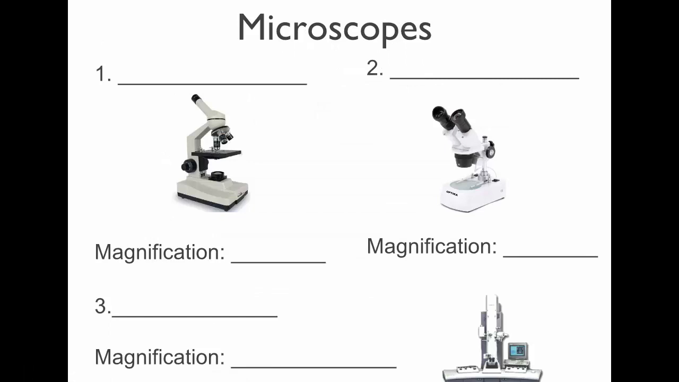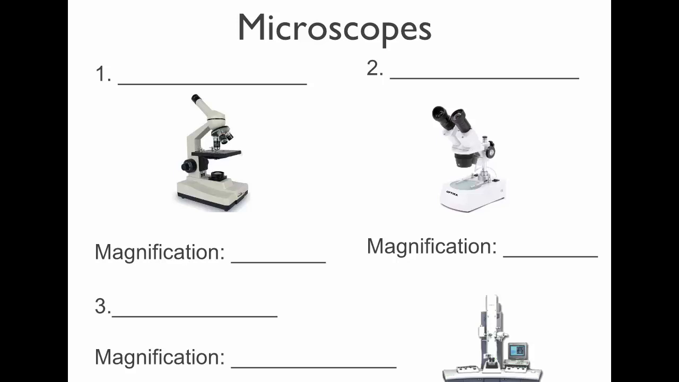So let's talk a little bit about some of the different types of microscopes. There are many types of microscopes, and there are lots of variations on each of the types. We'll talk about just three main types of microscopes, and we'll only use two of them. So this is the first type of microscope that we're going to use.